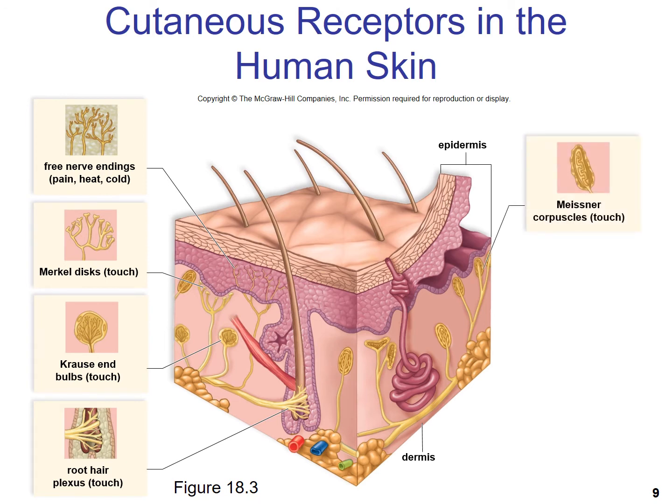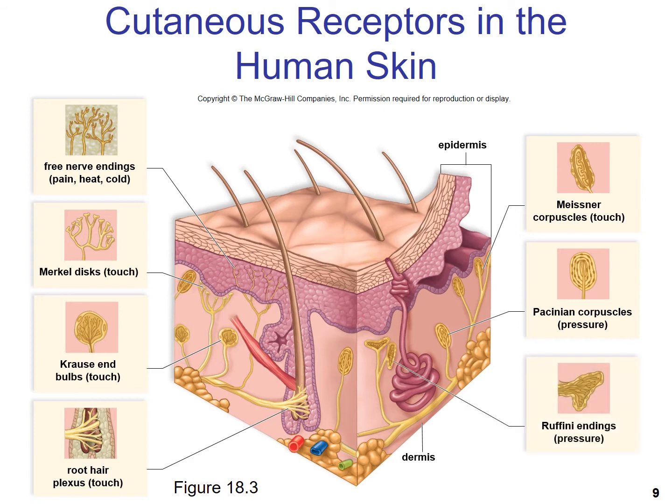These are Meissner's corpuscles, which we said were for detecting light touch at the surface of the skin. And these are the Pacinian corpuscles, which are responsible for detecting pressure. Since they're deeper down in the skin, they're for deeper sensation. These are the Ruffini endings, and these are also responsible for detecting either light or deeper pressure.